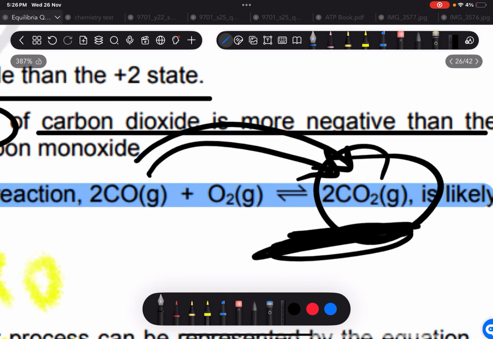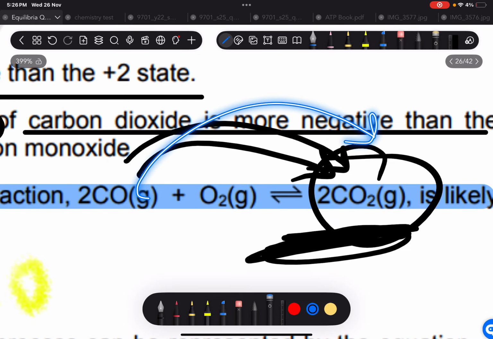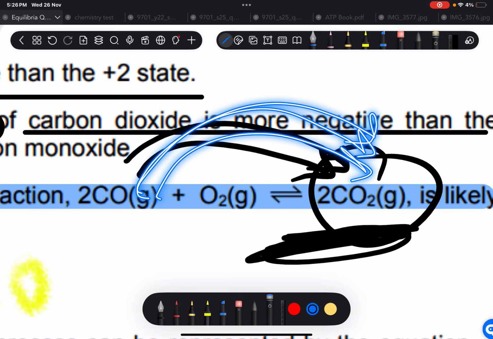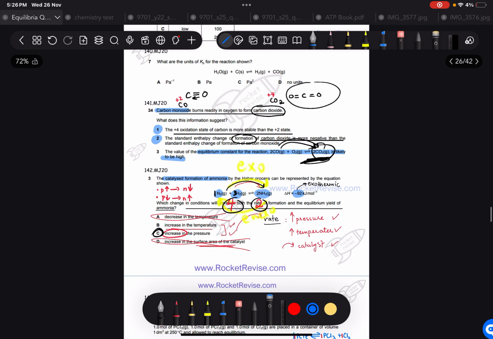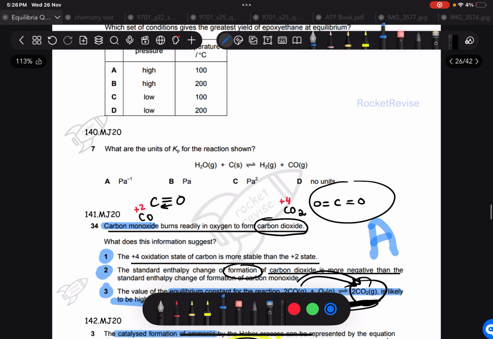So when you form more product, when your equilibrium lies towards the product, then your Kc value or Kp value is higher, because Kp value is directly proportional to the product and inversely proportional to the reactants. So 3 is also going to be correct. So it's going to be option number A, which says 1, 2 and 3.